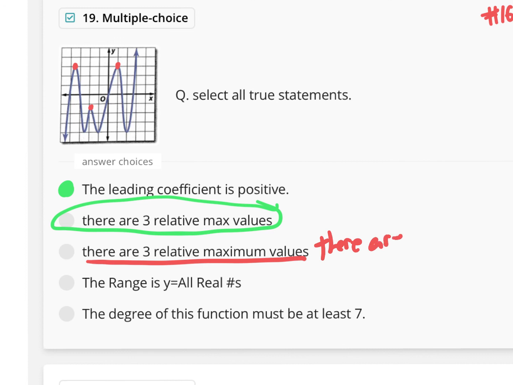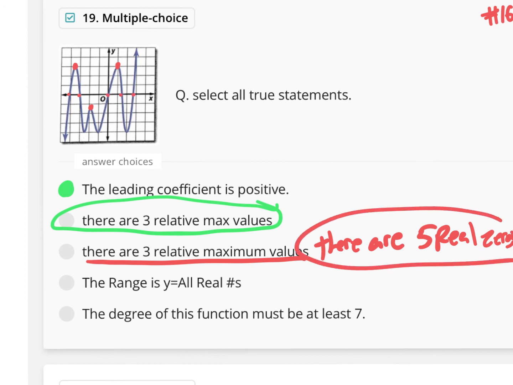there are 5 real zeros. If this said there are 5 real zeros, what would you say? That would be true, right? There is 1, 2, 3, 4, 5 x-intercepts. That means that there are 5 real zeros. So if it does say there are 5 real zeros right here, go ahead and select that as a true statement. And if it does repeat it, just select it again anyway. I'm not too sure if I've made that change already on your quiz.